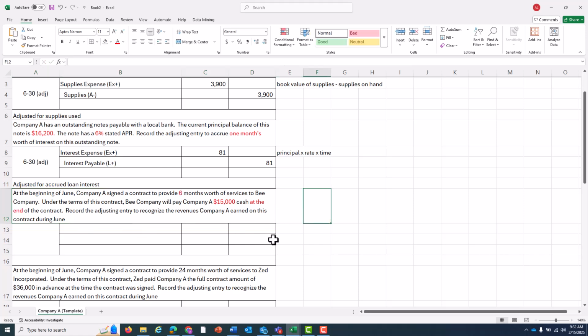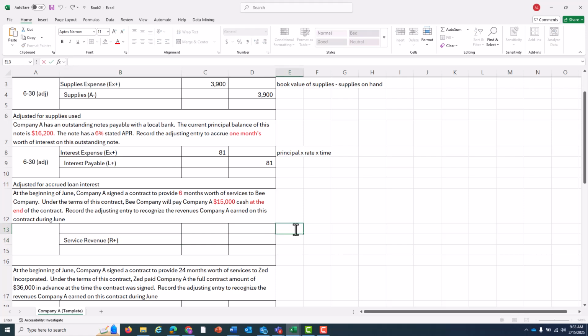So here we're going to be recognizing the revenues that we actually earned on this contract. Revenues are an account that increases on the credit side. We know we're going to have to credit our service revenue account because we actually earned some of this $15,000. Even if we, at the end of June, said we're terminating this contract, we're still going to expect our customer, B company, to pay us for the amount that we actually earned. So how do I find this?